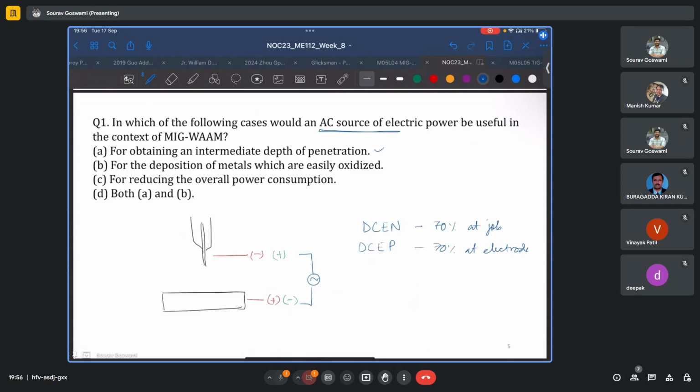Is it for the deposition of metals which are easily oxidized, such as aluminum and titanium? This is true. And we saw how if we are using an AC voltage supply, the regular reversal of the polarity helps in breaking up these oxide layers and enables the deposition of material. Is it for reducing the overall power consumption? This is not a complete statement in itself, and we do not really have any conclusive evidence to say that by using the AC source of power, the power consumption is reduced. It might just as well go up. So what we can definitively say is both options A and B are correct.